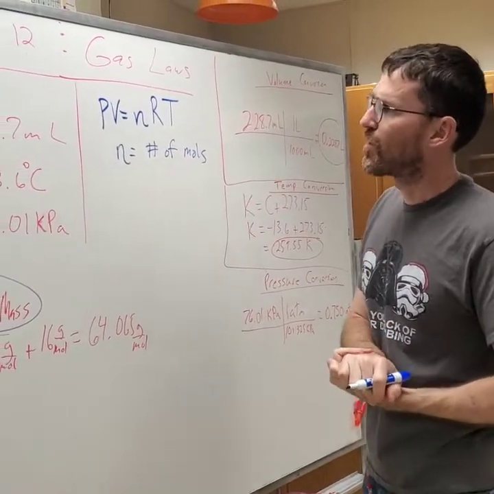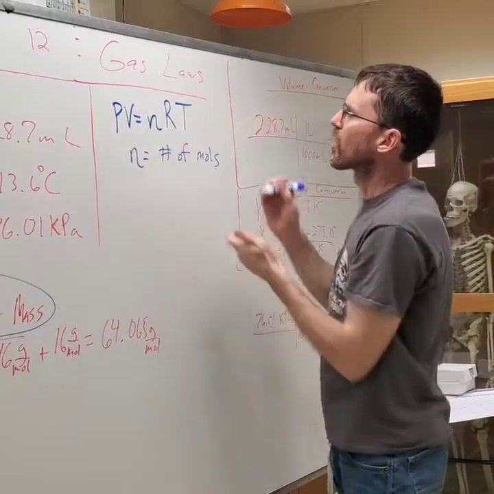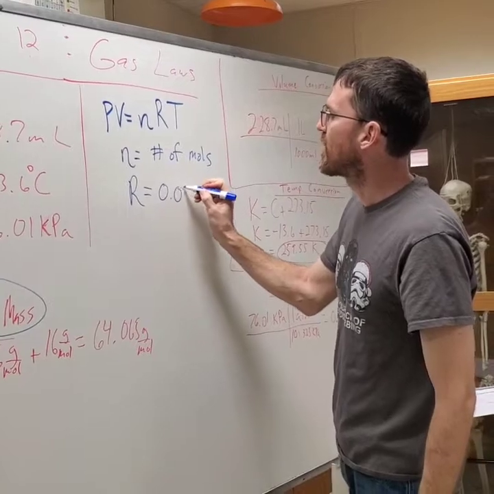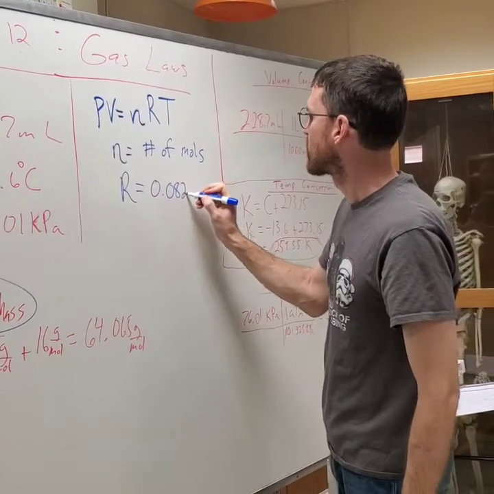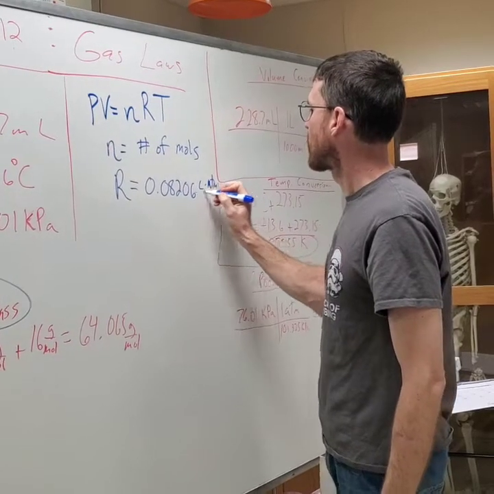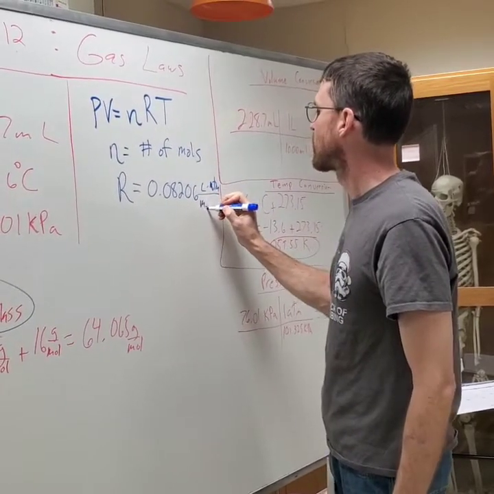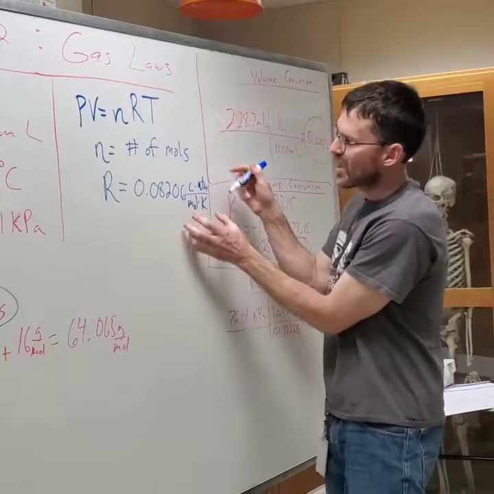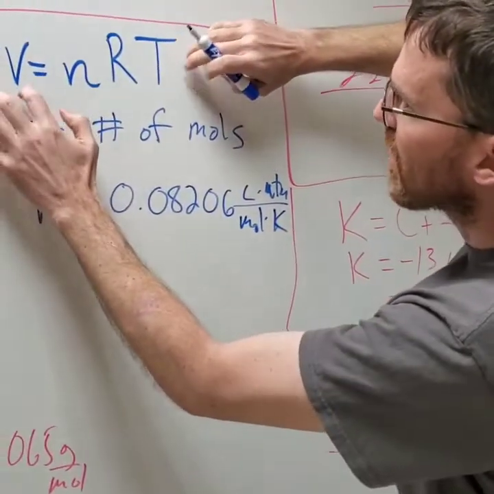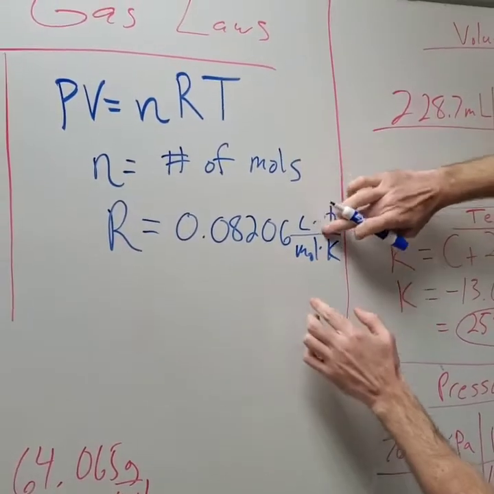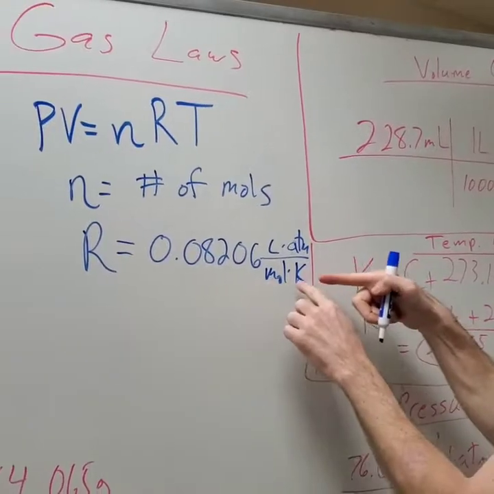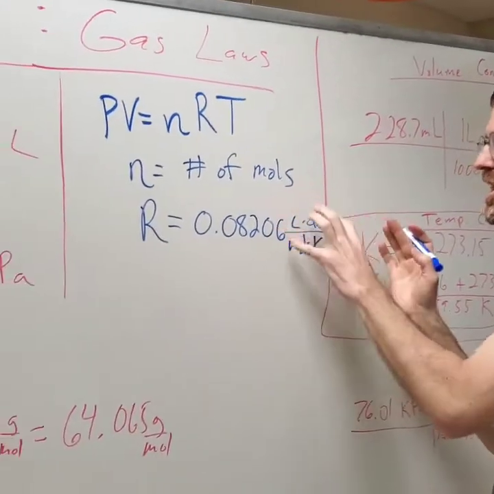Okay? So when we use this, R, what is R? If you recall, R is the ideal gas constant. I always use this: 0.08206 liters times atmospheres over moles times Kelvin. Well, what does that mean? That means those are the units that you must get on these other things here. So liters, atmospheres, moles, and Kelvin. You've got to get those units on here.